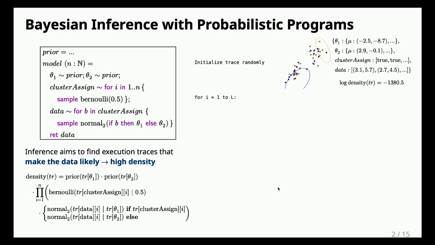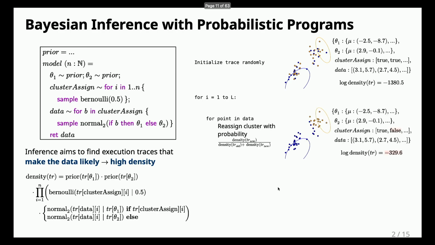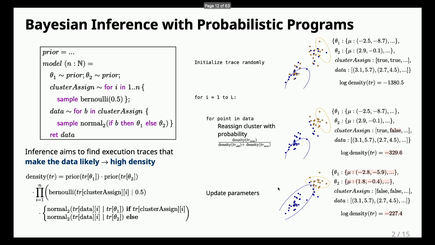So if we want to draw L samples, we're going to have a loop here, and then make changes to the initial trace. First of all, we might reassign the data points to different clusters. So we look at each data point and consider switching it to the other cluster. And we do that depending on the density of the changed assignment. So you could do skip sampling here, or also an accept-reject step. And after we've done all this, we also want to update the parameters based on the new assignment. And we keep going with this.